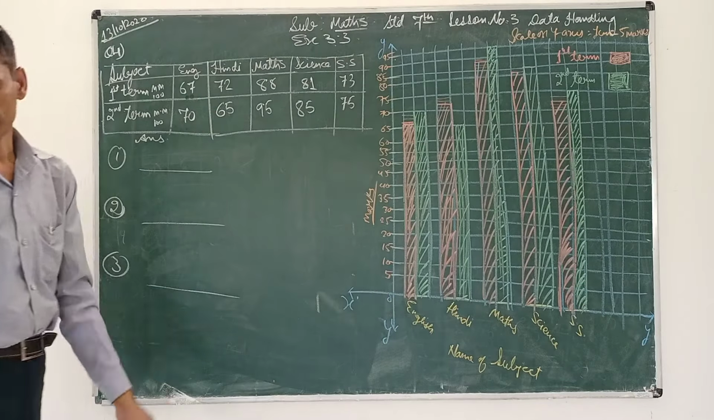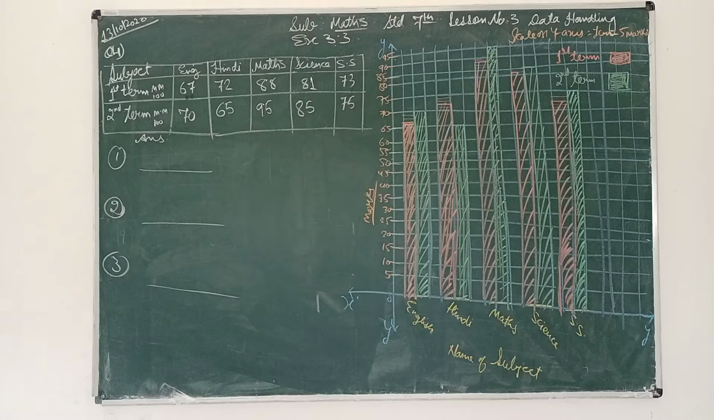Okay, this way you can put the graph. Student, if you have not followed this type of graph, it is a twin graph where you have to plot with different color or different symbol. You can give the scale on the graph and you can draw like this. Okay, here some questions are given. Let us see what are the questions here.